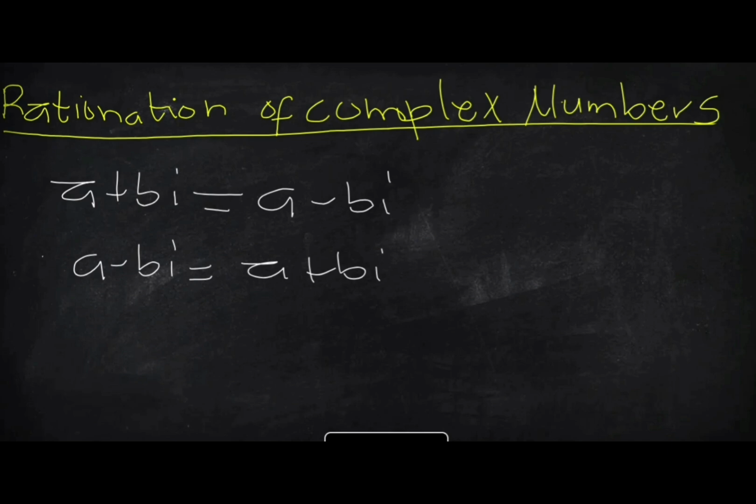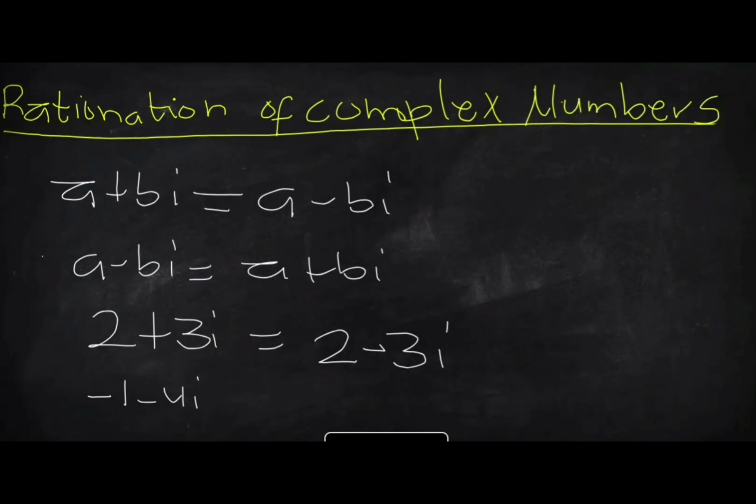Let's take an example. Provided we have 2 plus 3i, the complex conjugate of this becomes 2 minus 3i. Negative 1 minus 4i: the complex conjugate of this becomes negative 1 plus 4i.